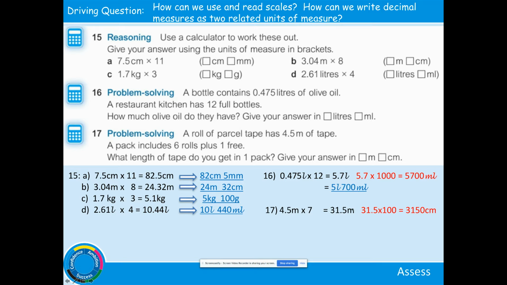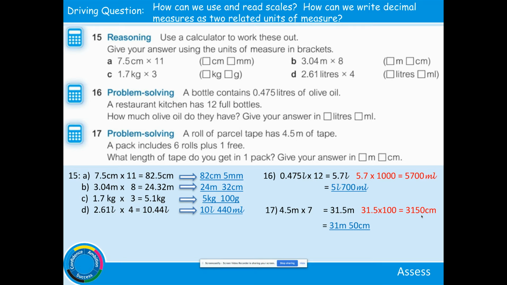That's 31.5 meters. There's 100 centimeters to each meter, so if I convert that to centimeters, I multiply by 100, so that's moving 2 places, 1, 2. I've missed a 0 out there, I think. Oh no, that's right, 3150 centimeters. Does it say give the answer in centimeters? What length of tape do you get in one pack? Give your answer in meters and centimeters. So it's going to be 31 meters and 50 centimeters. 31 meters and 50 centimeters.